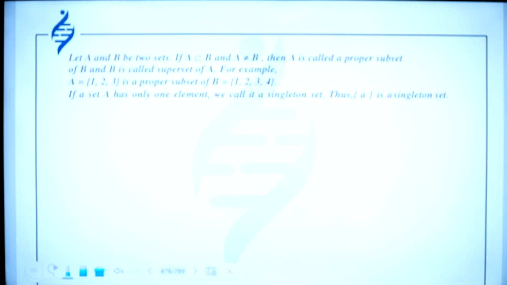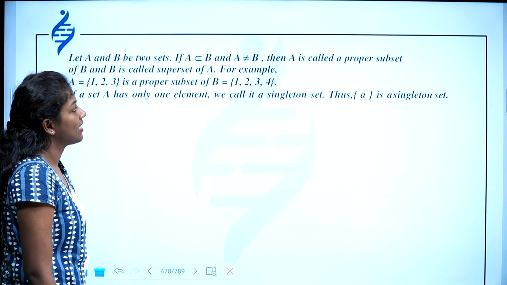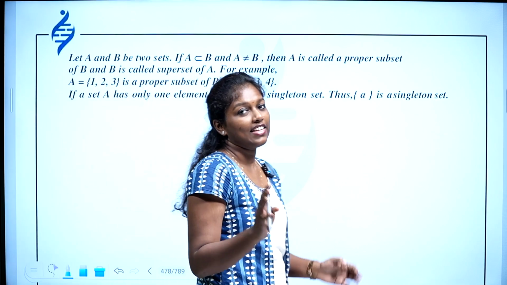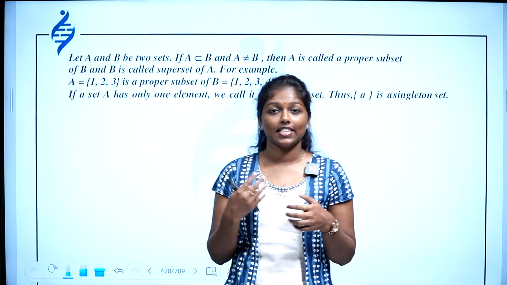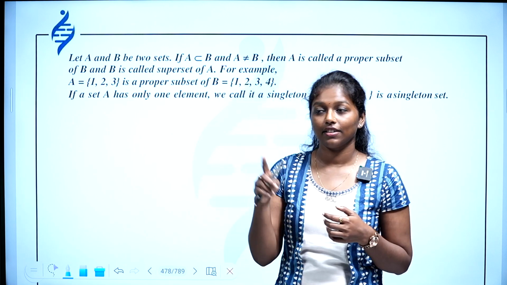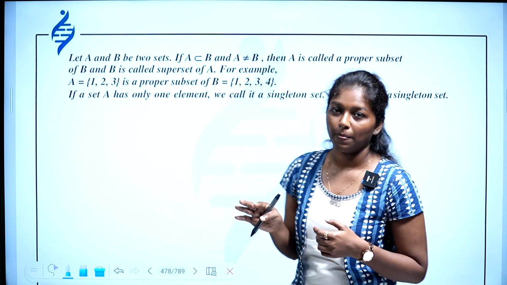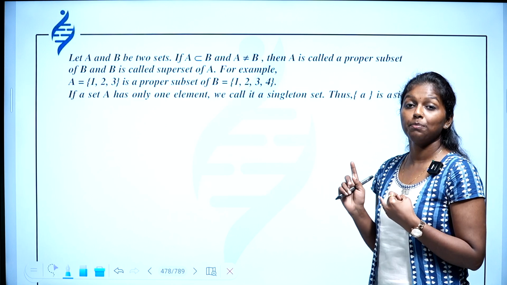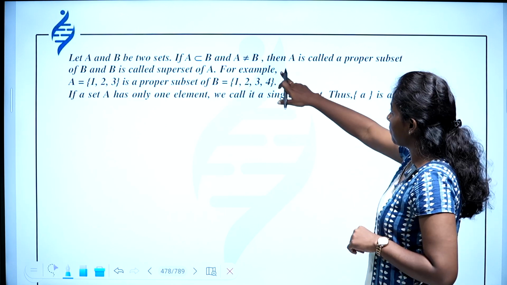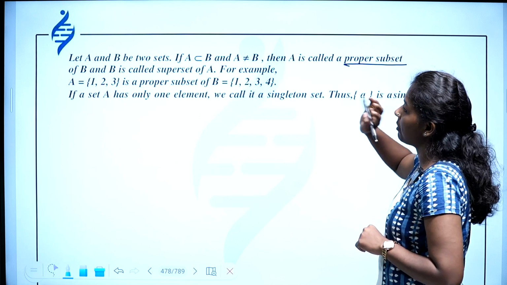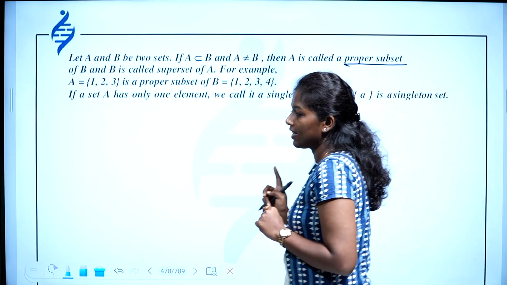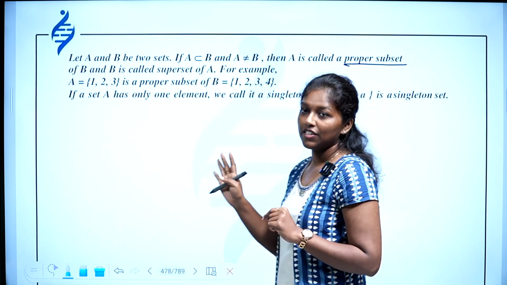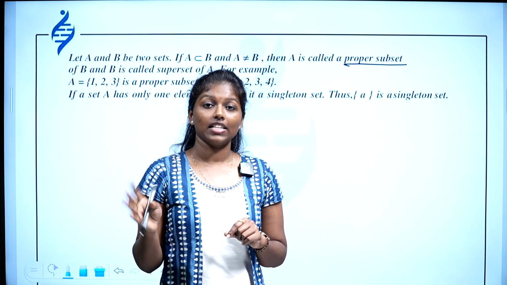Then let A and B be two sets. If A is a subset of B and A is not equal to B, then A is called a proper subset. So if our subset is not the set itself or phi, then we can say it's a proper subset. What do you mean by proper subset? Proper subset means the subset should not be phi or the set itself. All the subsets which are other than the set itself and phi.